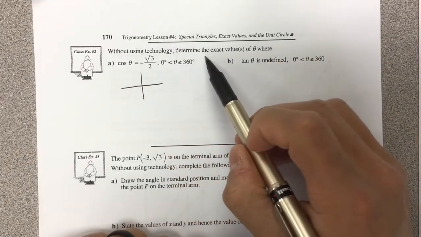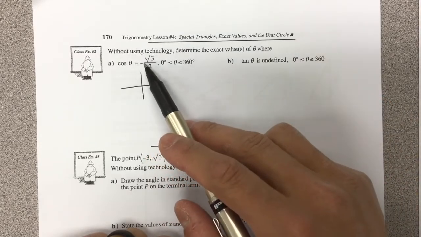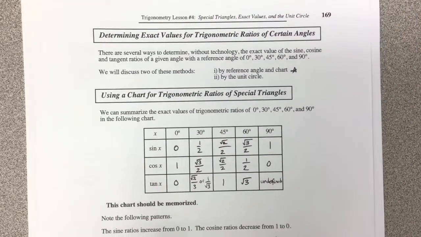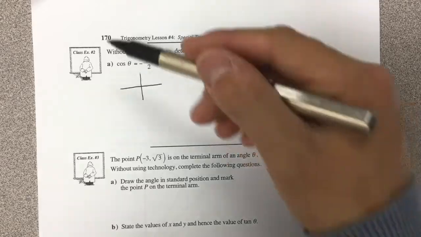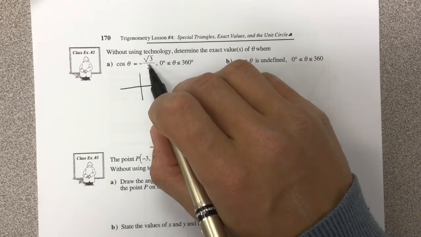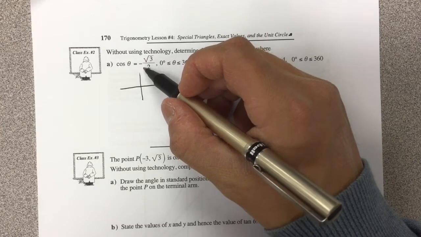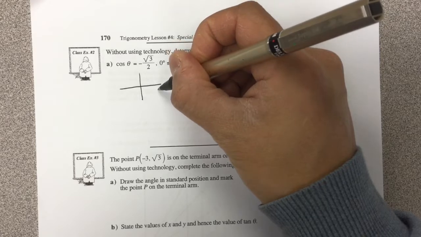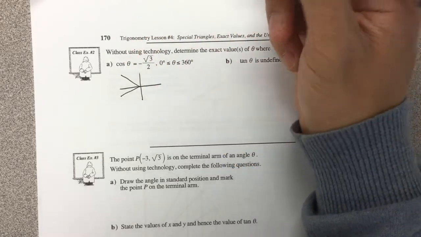Without using technology, determine the exact values of theta, where cosine theta is equal to negative root 3 over 2. And we're going to want to use this chart again for the rest of this lesson, essentially. But we want to find out where this quadrant is going to exist. So if I have a negative cosine ratio, then that means that it can't be in quadrant 1 and it can't be in quadrant 4, so it has to be in either quadrant 2 or 3.